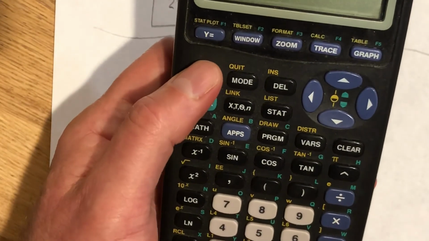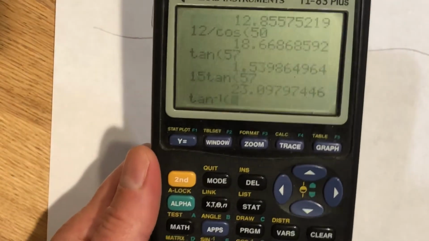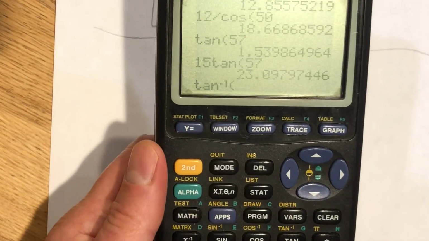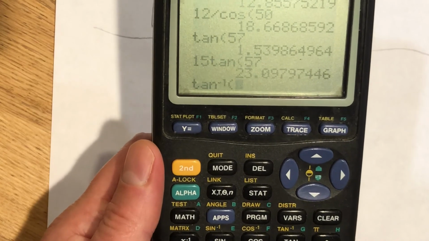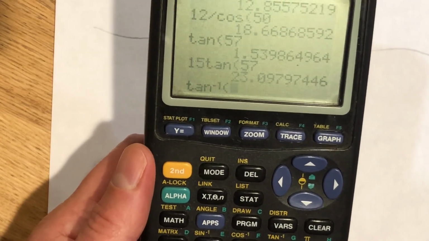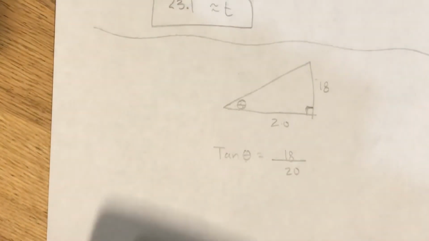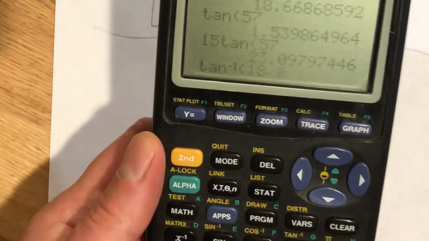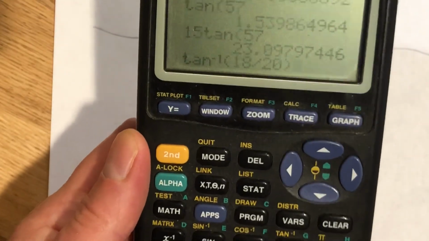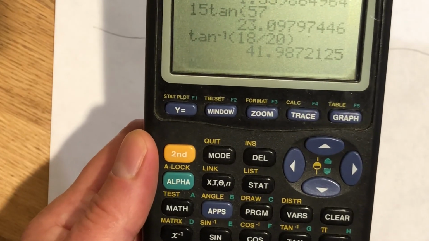On your calculator, that's where the second button kicks in. We'll do second tangent, and you see that it gives us tangent with a little -1. That's not a negative exponent that you have to mathematically work with. That's just the symbol to show that we're doing the inverse function. And now just do the ratio that we have, in our case, 18 divided by 20. It tells us the angle is about 42 degrees.